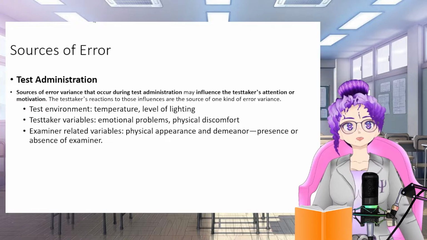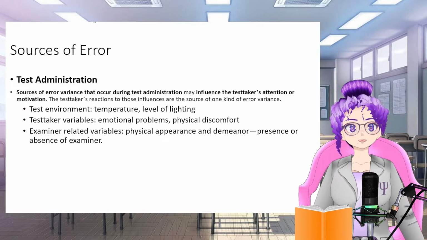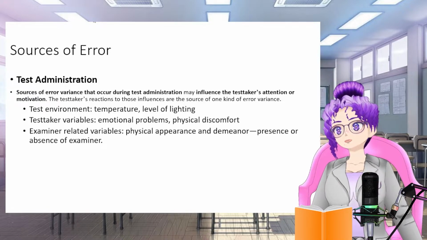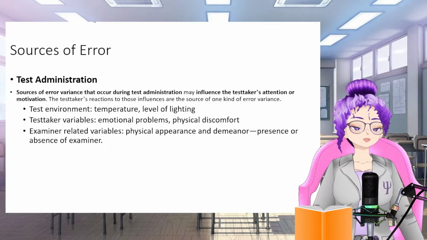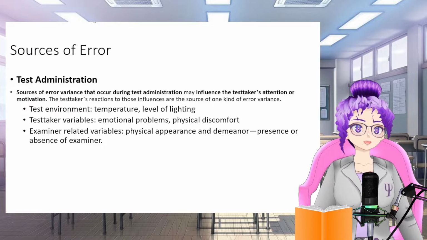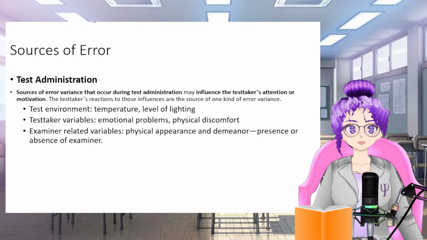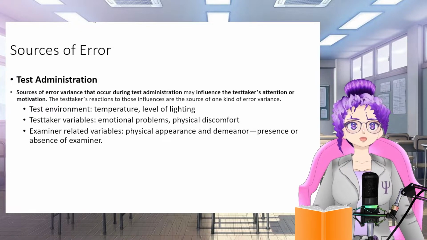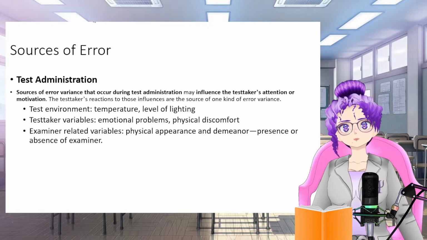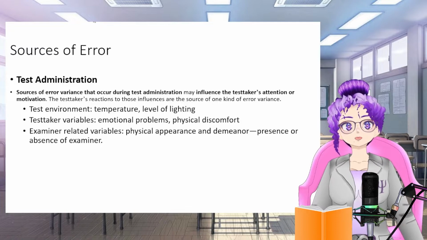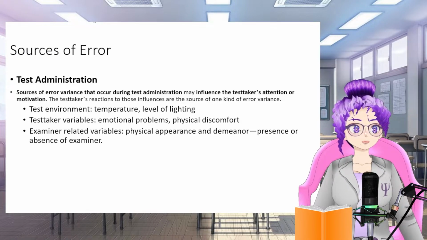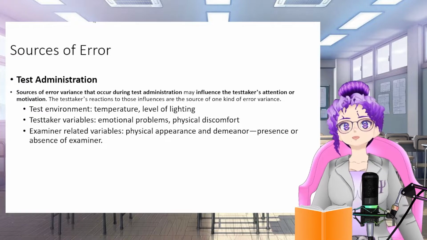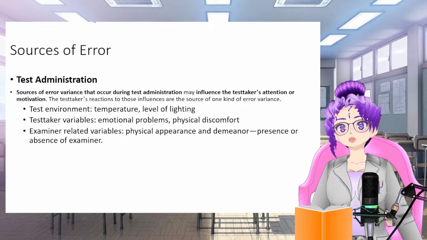So in particular, the test taker's reactions to those influences are a source of one kind of error variance. Examples of error variance when it comes to test administration is, of course, the environment. Does the temperature of the room feel okay? Is it well ventilated? What is the level of lighting? Can the test taker see what he is answering?